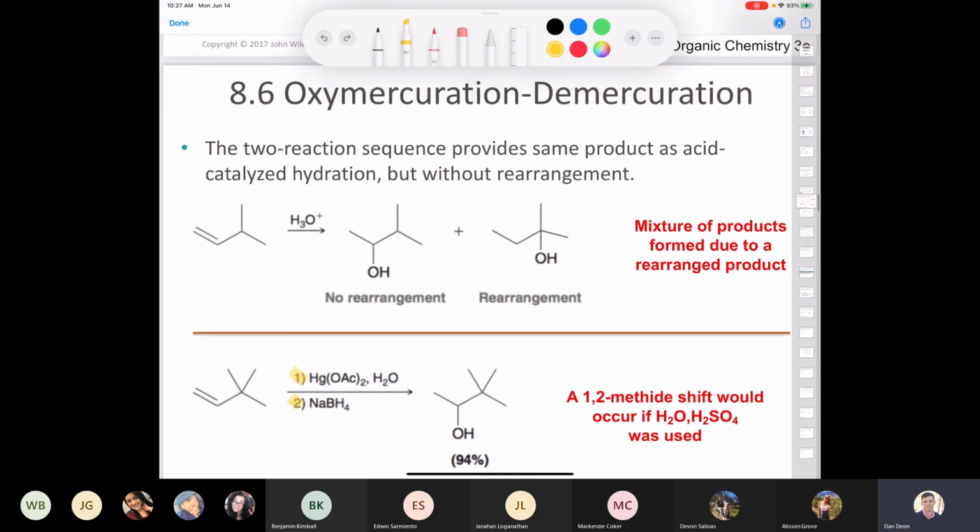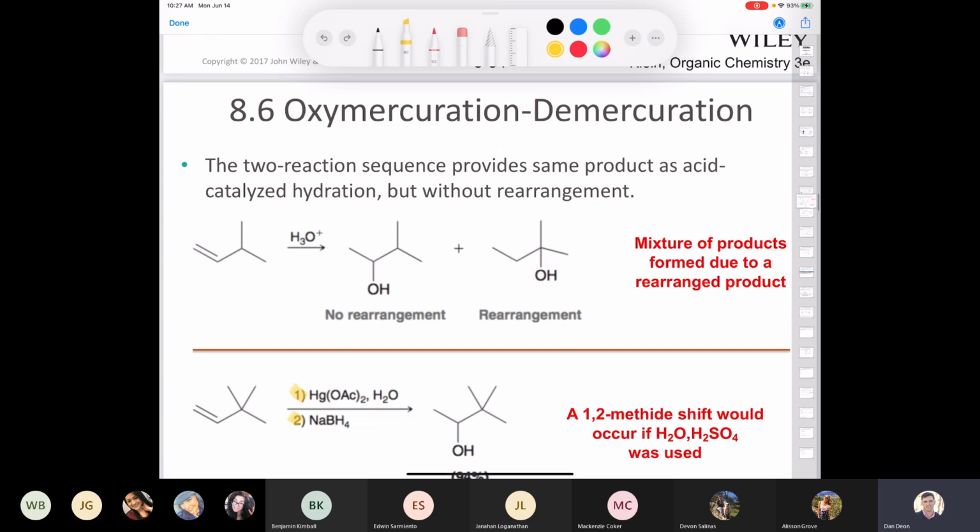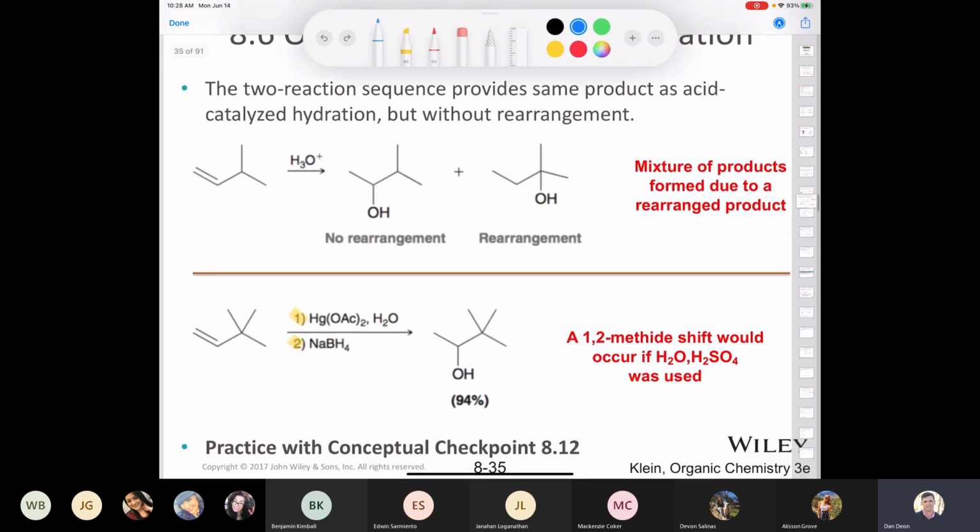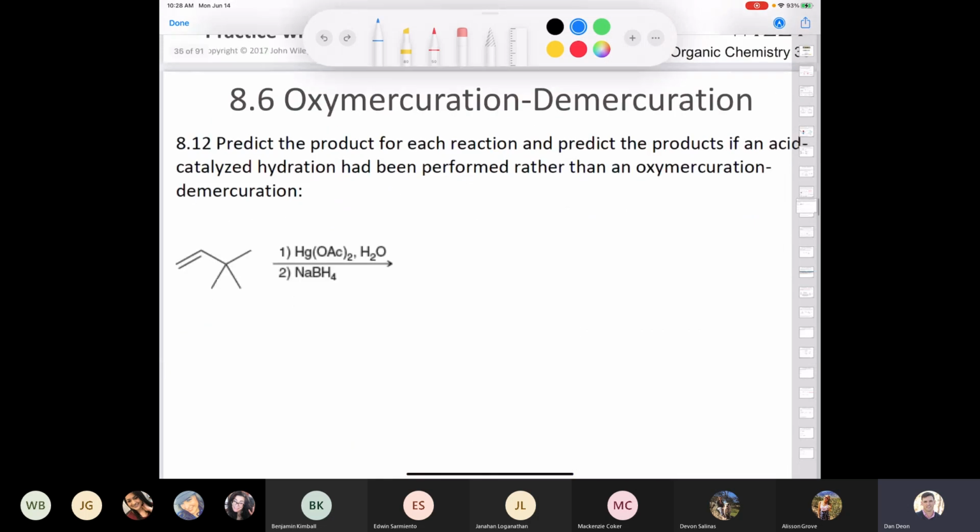Later on in organic chemistry 2, and you don't need to know this now, we learn something called alkoxymercuration-demercuration. So you can imagine that this reaction is a very important reaction. It comes up again in organic chemistry 2. And yeah, so there we go.